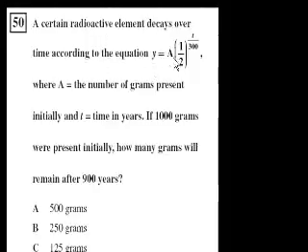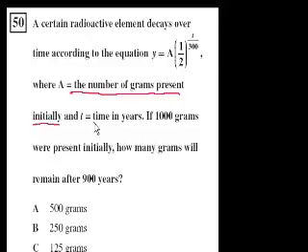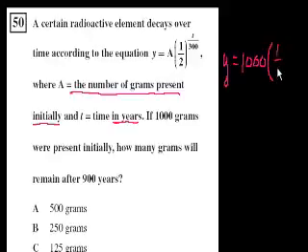Y is equal to A times 1/2 to the T divided by 300 power, where A equals the number of grams present initially, and T equals time in years. If 1,000 grams were present initially, how many grams will remain after 900 years? So we get Y is equal to 1,000 grams were present initially, so that's A. So 1,000 times 1/2 to the, and they say, what is time?